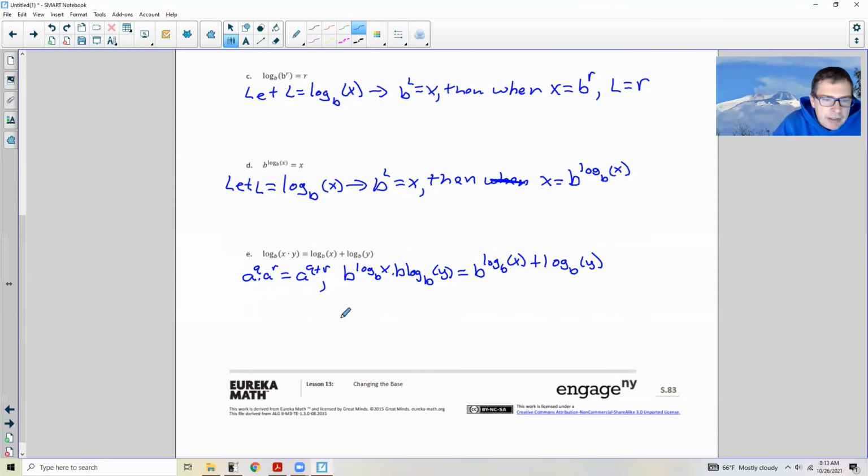And then we get b to the log base b of x, that's this right here, times b to the log base b of y. Actually, no, I'm skipping a step. So I do need to use this though. So we're going to continue. Let me change colors now. So now I'm going to distribute and split this up, b to the power of log base b of x.